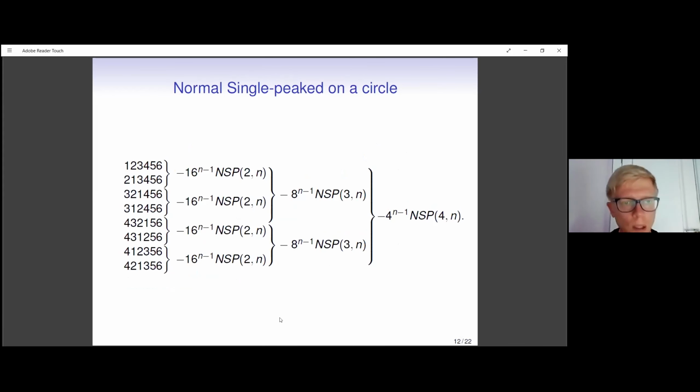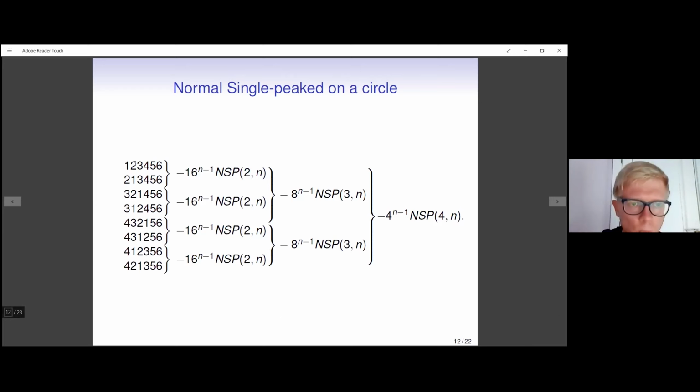And in this case, we can order not axes, not permutation, but so-called permutation in the same way. And so here we have normal single-peaked on a circle domains. Normal means that these domains include order 1, 2, 3, etc. And we have the same structure of intersections. And in the intersection, we also have the number of normal single-peaked preference profiles.